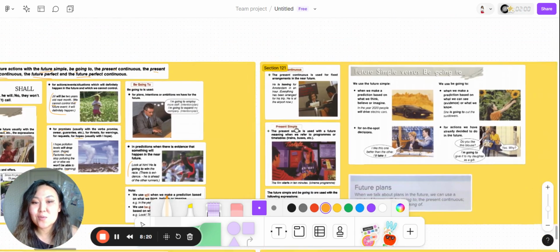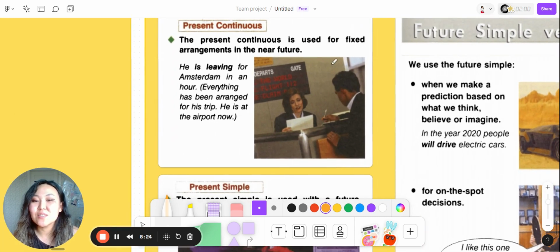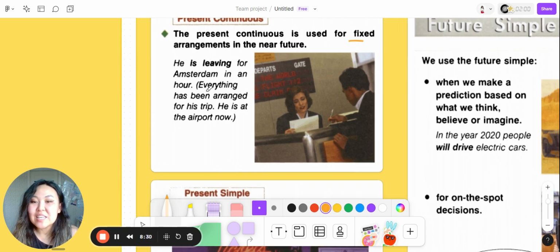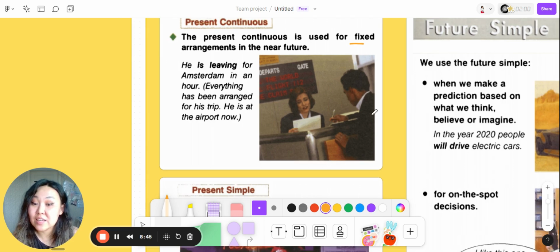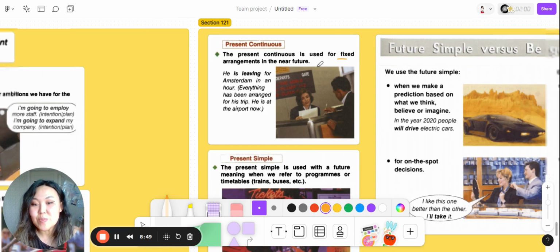Next one, of course, it is present continuous. So present continuous can be used for future, but for fixed arrangements. Here we have an example. He is leaving for Amsterdam in an hour. And we can see that he is in the airport. Everything is ready. Everything has been arranged for his trip. He has his bag, he has his tickets, and everything is planned. That's why we can use present continuous for this event.